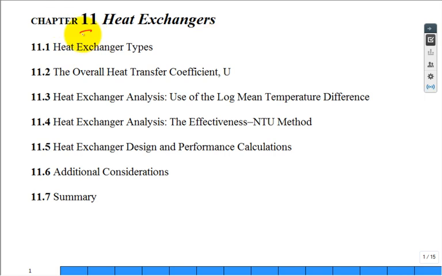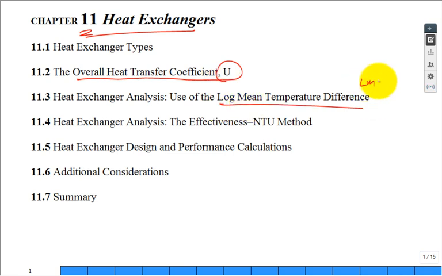So this is our third and last lecture, final lecture on heat exchangers. We've covered the vast majority of the material. We've really covered and spent a lot of time on the overall heat transfer coefficient, used extensively in heat exchanger analysis. The other is log mean temperature difference, LMTD.